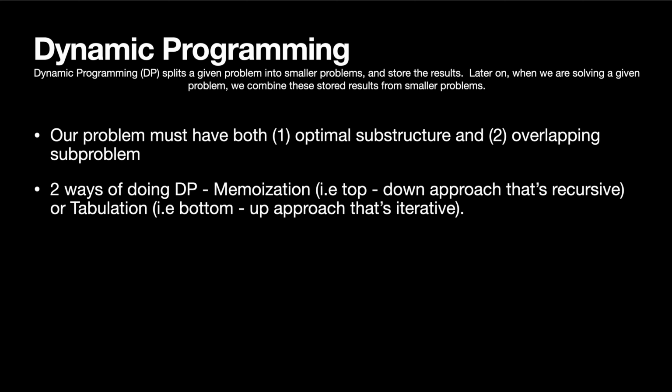Typically in dynamic programming, you have two properties. The problem must have optimal substructure and overlapping subproblems. And there are two ways of doing dynamic programming. It's either memoization, which is recursive top-down, or tabulation, which is bottom-up.